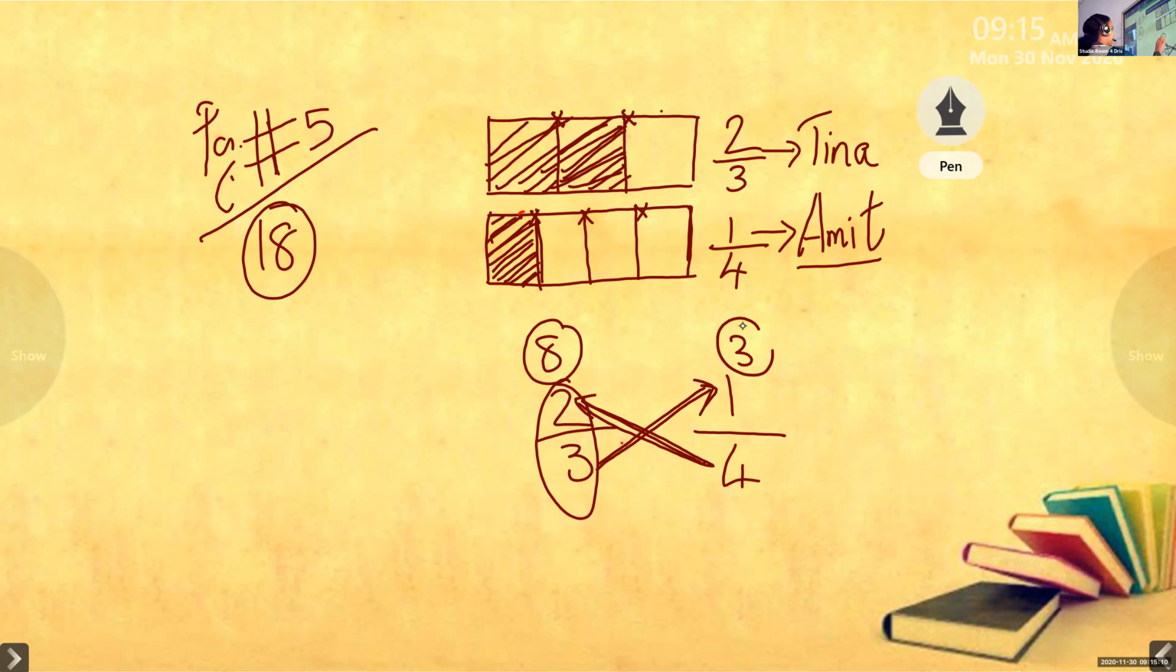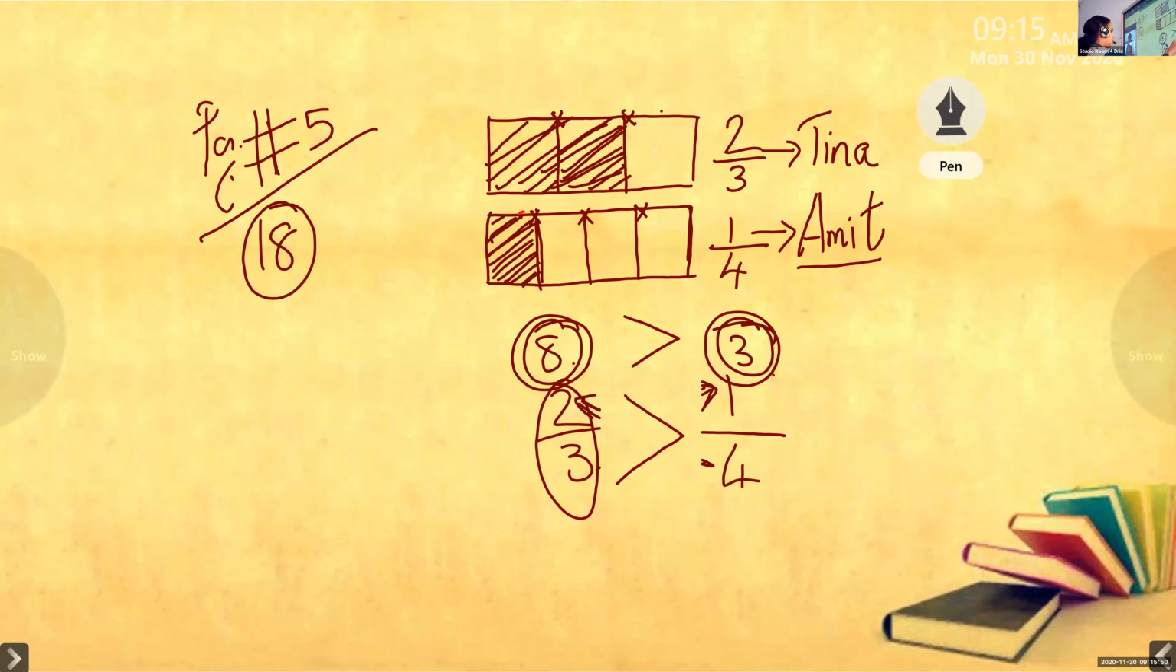So 3. Which number is big, 8 or 3? I'm asking 8 or 3. Which is the big number? 8. Yes, 8 is bigger. So we can write like this: 8 is greater than 3. So that means our fraction 2 by 3 is greater than 1 by 4.